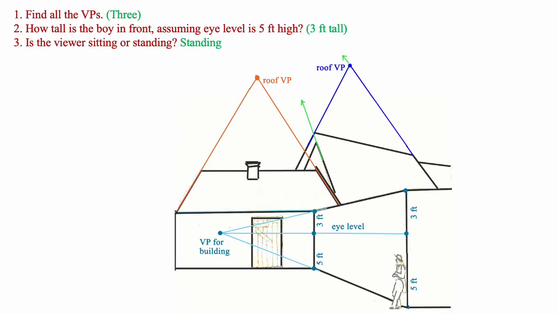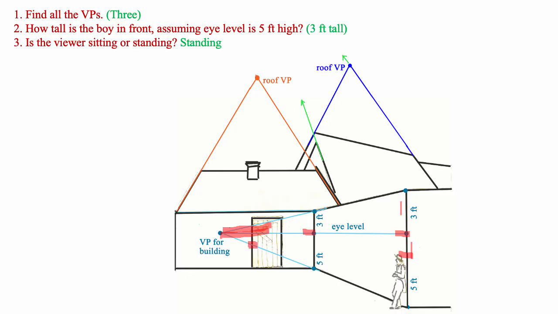The first step is to follow these blue converging lines, and that gives us the vanishing point for the building and eye level. Since we said that eye level was about 5 feet off the ground, and since it crosses the door about 3/4 of the way up, it means that the viewer must be a standing adult. Eye level divides this wall into 3 feet and 5 feet. The boy then must be about 3 feet tall. If he were next to the door, the top of his head would be about level with the doorknob.